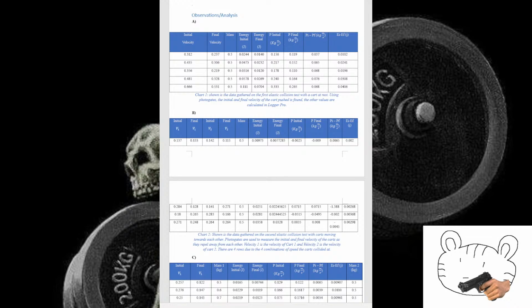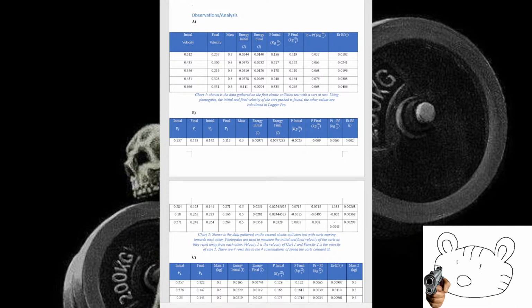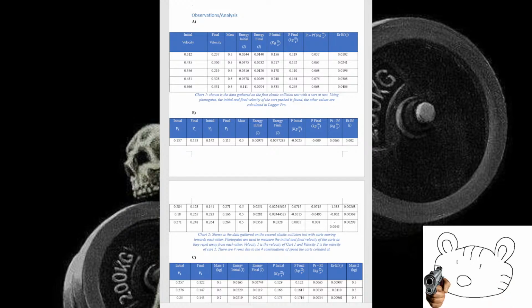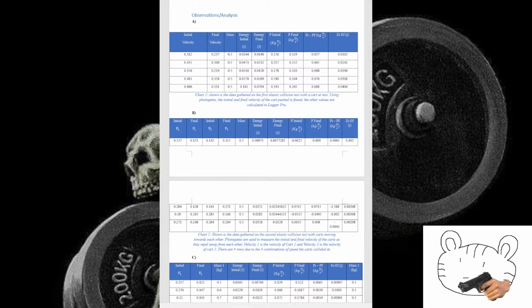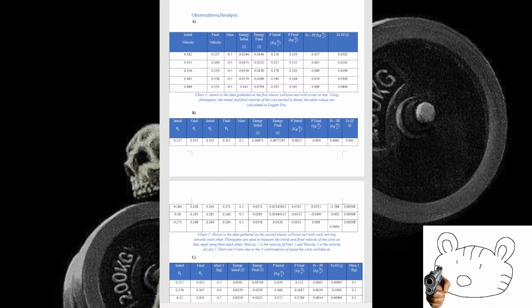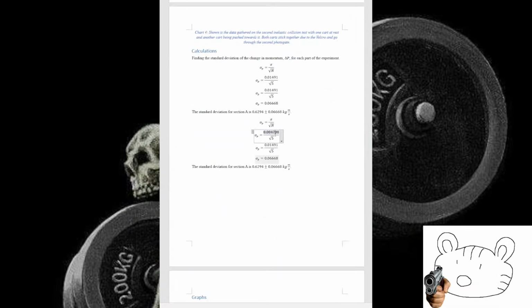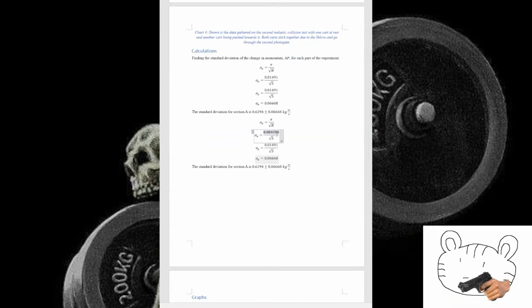Oh. Wait, this is 2 carts moving towards each other. You know what? It's fine. The data points are fine. This is a completely A-okay experiment. Yeah, with experiments, it's okay to be wrong. It's more than okay to be wrong.